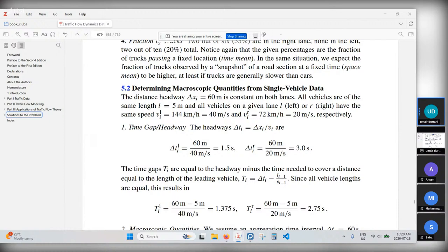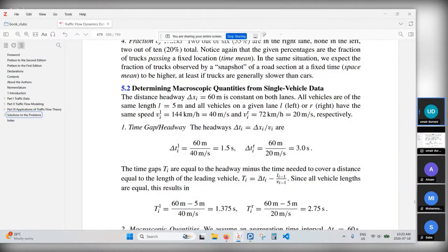They have taken the delta Ti, which is the time headway, sorry, in this case the distance headway, minus the length, L(i-1), the 5 meters length which is given to us, and then the speed is 40 meters per second. I actually made an error here. This is the distance headway, not the time headway.